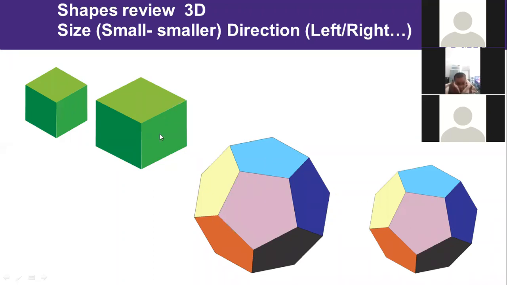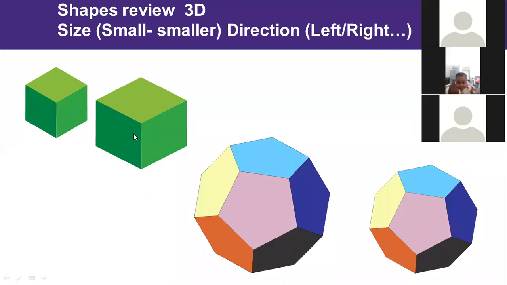Okay, I want us to play that game again. So the small cube, it's a square, but when it's 3D, we call it a cube. So the small cube, on which side of the big cube is it? It's on the left. That's correct. Well done. And then the big cube, on which side of the small cube is it? On the right.